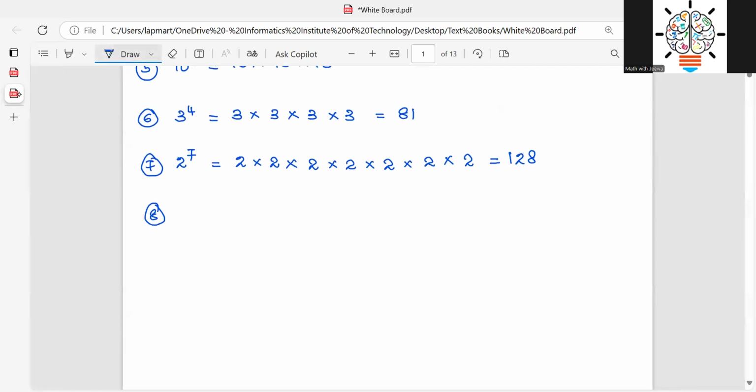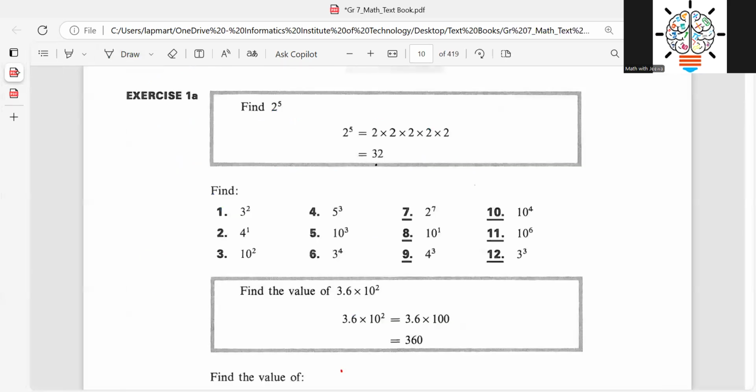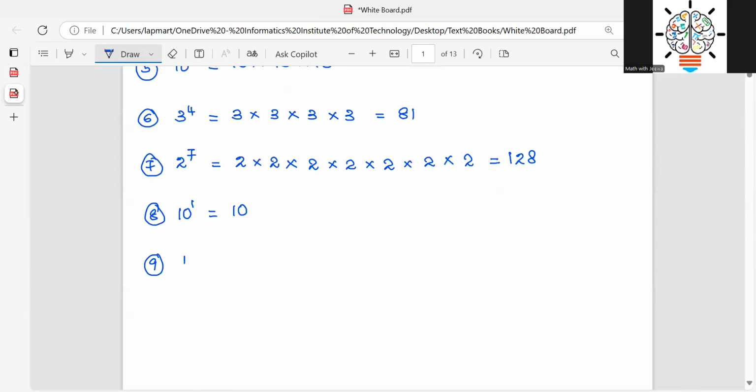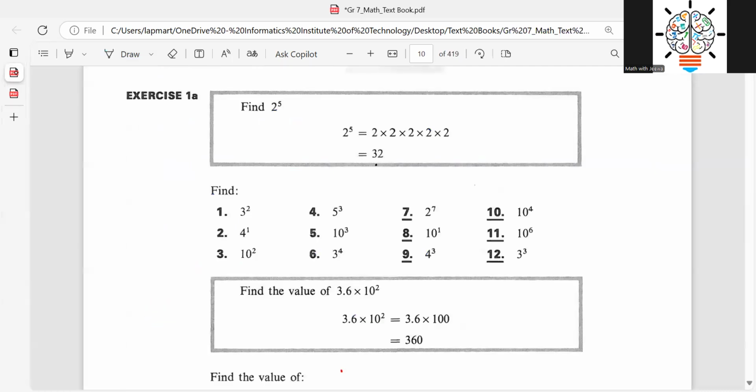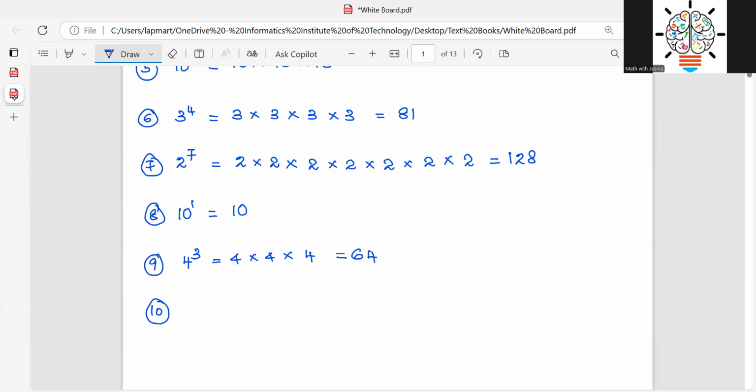Question number 8, we have 10 to the power 1 again. It's easy. 10 to the power 1 means 10. Question number 9, you have 4 to the power 3. 4 to the power 3 means 4 times 4 times 4. 4 times 4, 16. 16 times 4, 64.